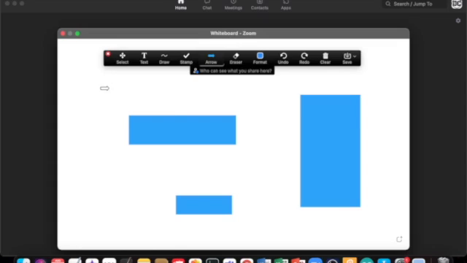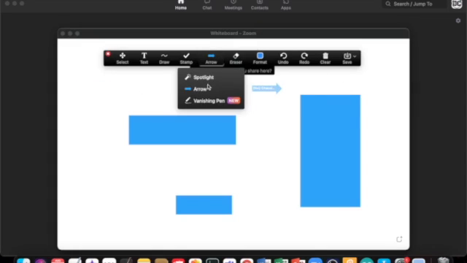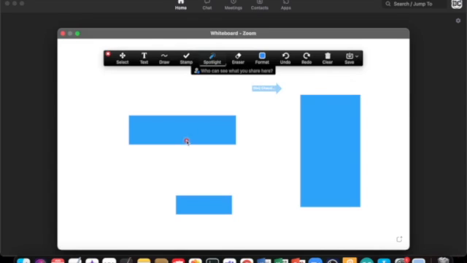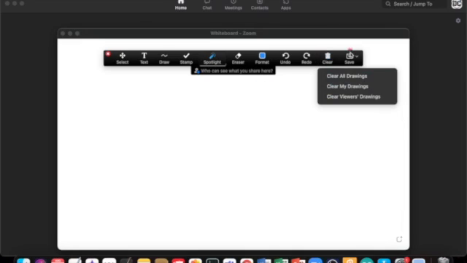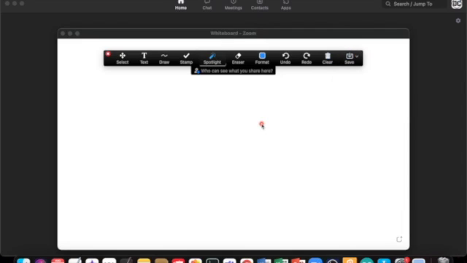You can make an arrow to spotlight. You can spotlight it with a pointer and you can simply clear all my drawings, clear viewers drawings, clear my drawings, clear all drawings. You can save it as a PNG or PDF.